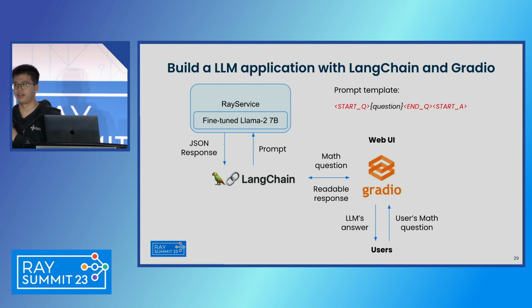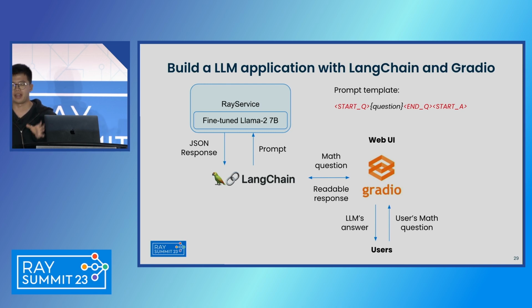The last step is that we have an endpoint that's served by our Ray service with our fine-tuned Llama 2 7B model. So I want to build an LLM application with LangChain and Gradio. Here we use Gradio to build a web UI, and use LangChain to handle the I/O between the Ray service endpoint and our users' input and output. Because our model is fine-tuned with the math dataset, we will use a math question for the demo.